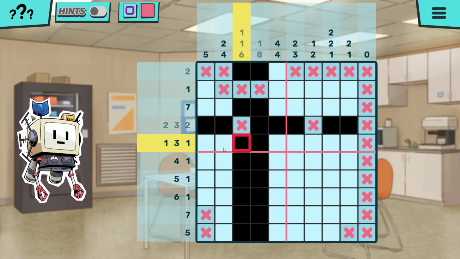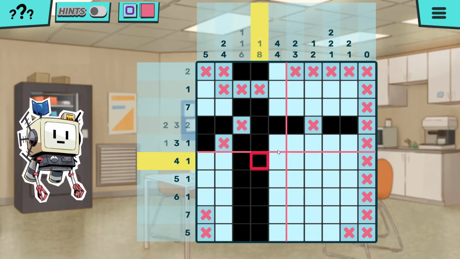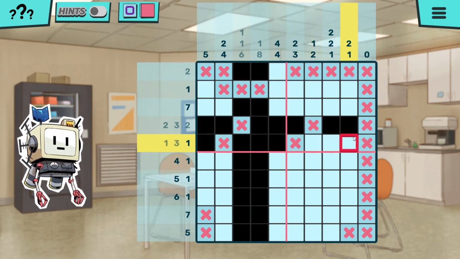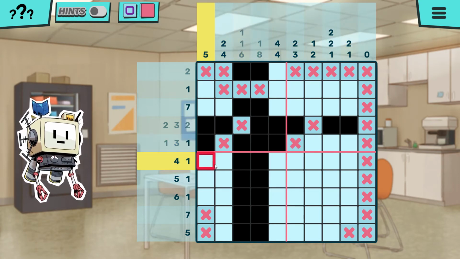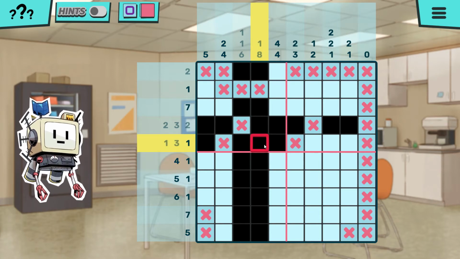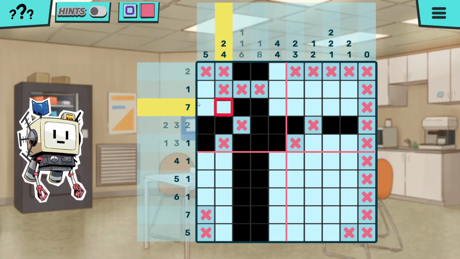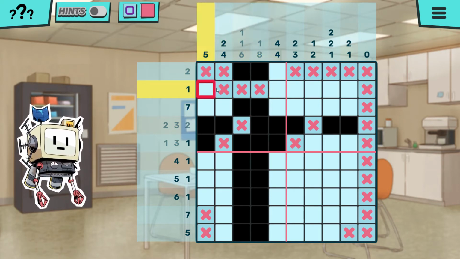Okay. Also, since this is 1, 3, 1 and we've already got a 2 here, this has to be the first one. This has to be blank. This has to be filled. This has to be blank. We don't know about the others yet, but that's clear. This is a 4, 1. Does that tell us? No, it doesn't really tell us much. It could start here, could start here. We don't know. The 7 doesn't tell us anything.